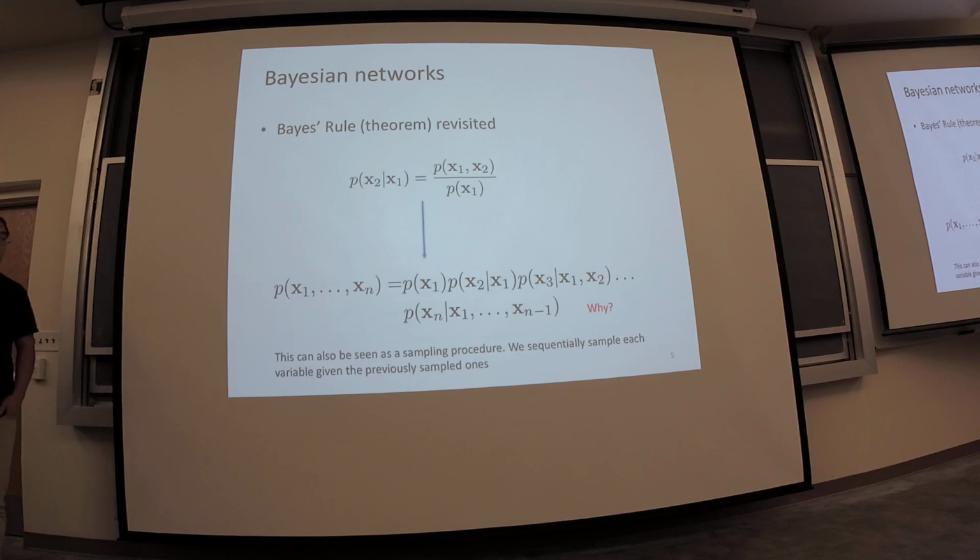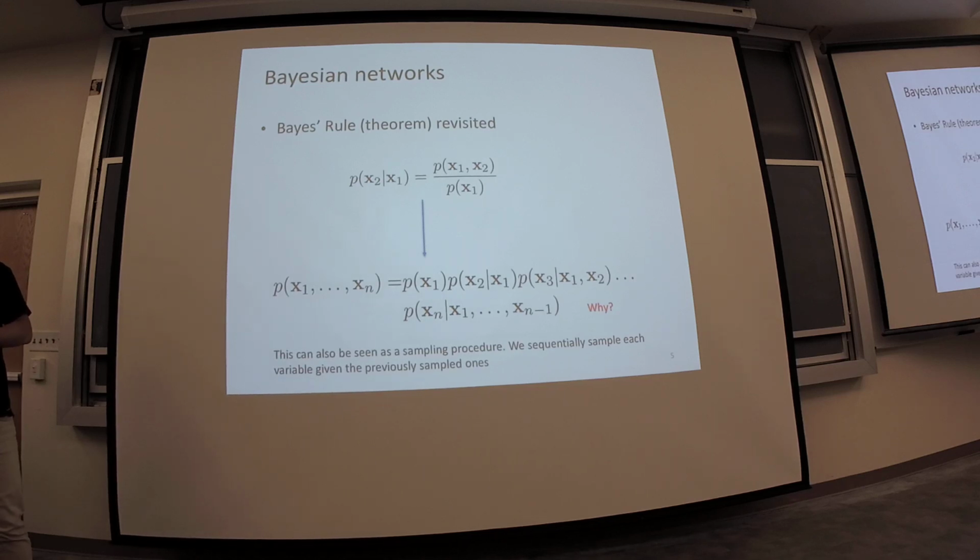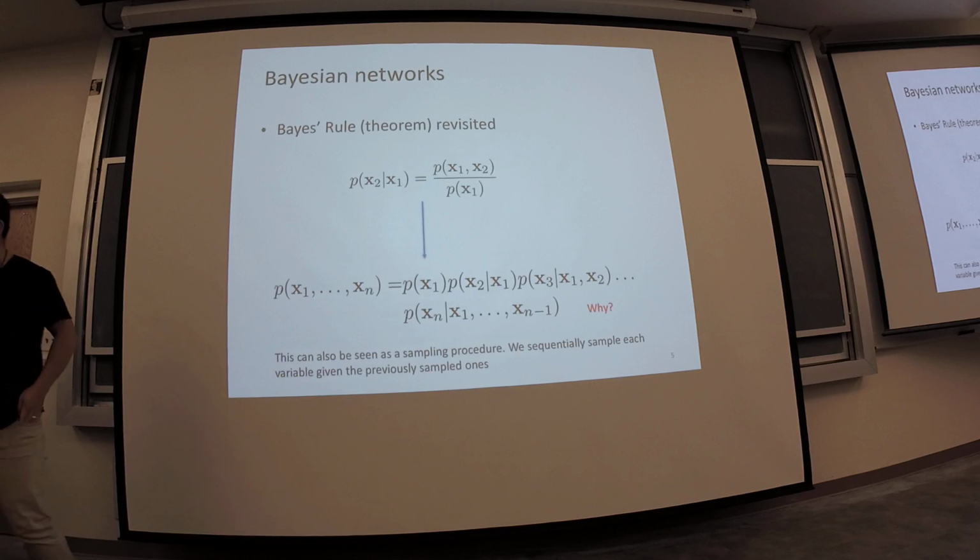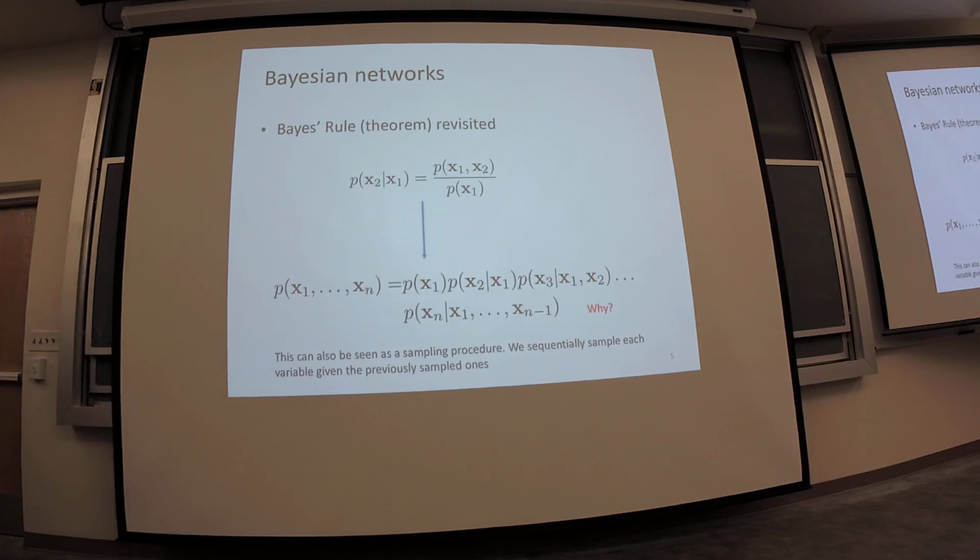In the classical way, we consider two types of graphs. One is directed graphs, which are called Bayesian networks. The other is called Markov random fields, which are all about undirected graphs. So we start with the Bayesian networks.